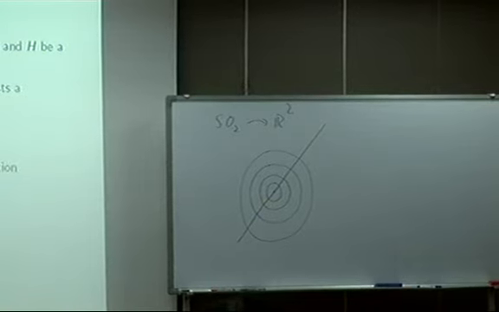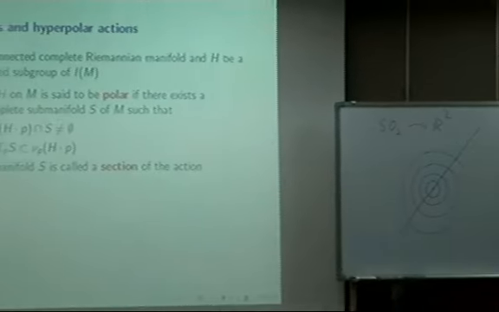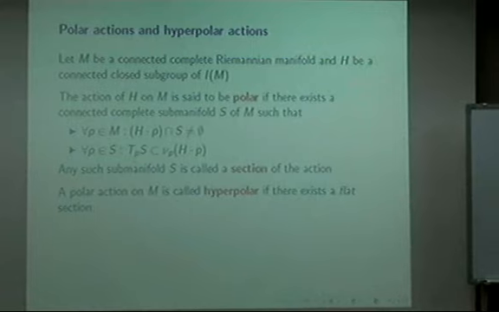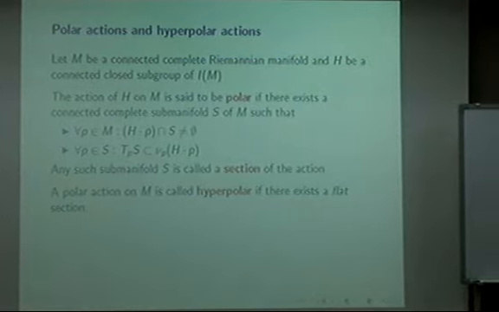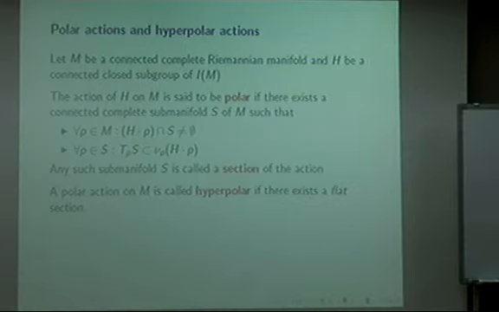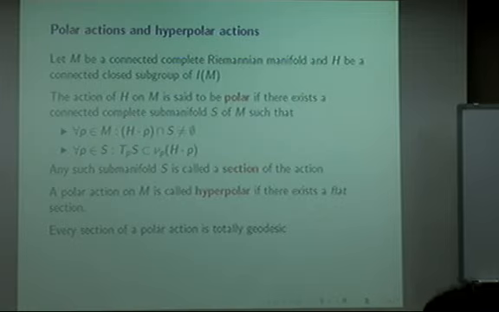So such a submanifold S is called a section. That's why I call it S. And a polar action on M is called hyperpolar if there exists a flat section, intrinsically flat, so it's Euclidean space. In this case, of course, it's one-dimensional, so it's flat anyway. And this is not obvious at all, that every section of a polar action is a totally geodesic submanifold. So whenever you have a submanifold which intersects each orbit, and intersects them all perpendicularly, it must be totally geodesic. Intuitively, it's perhaps clear that it must be that, but it's not easy to show, really.